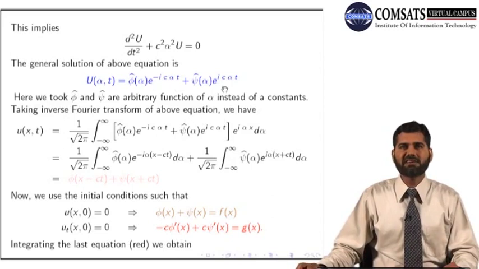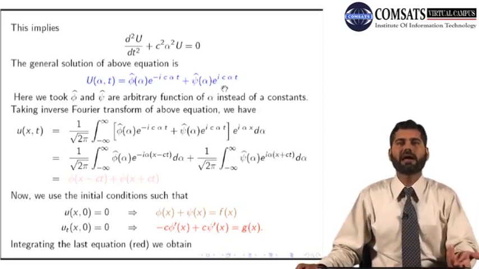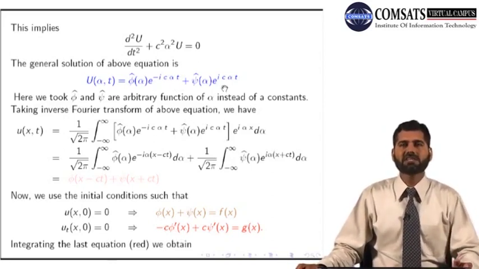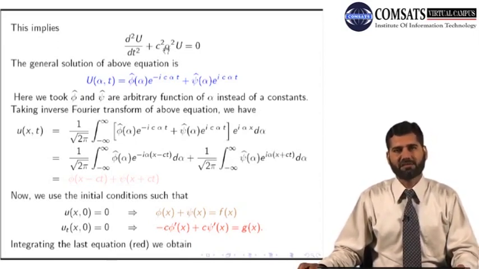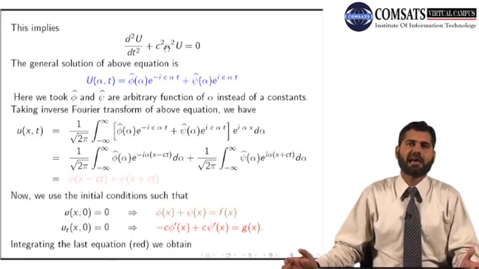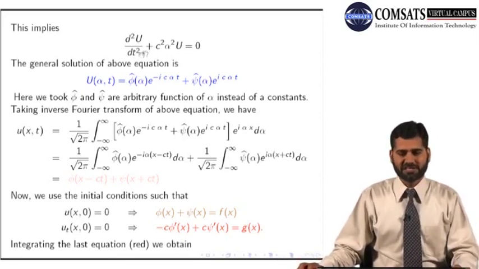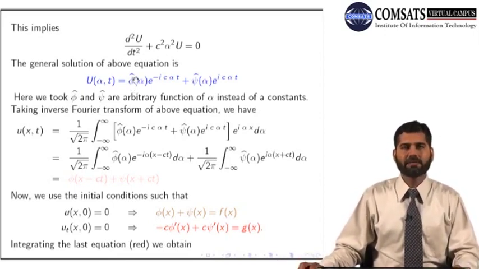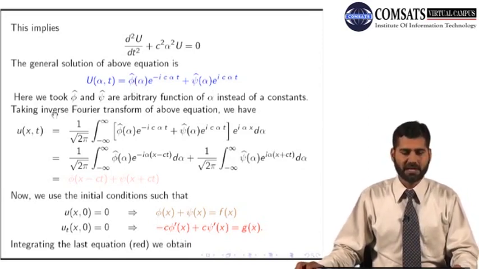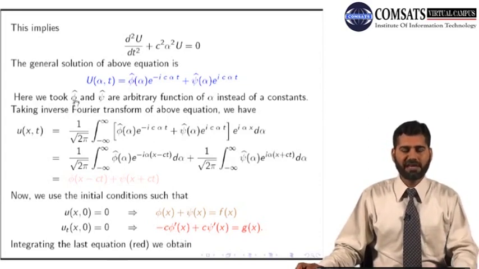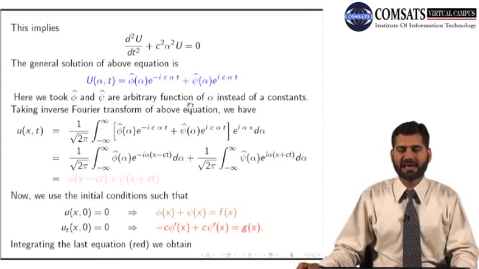Now the constants c1 and c2 will generally depend on alpha. They will not be just constants, because you see the roots have this parameter alpha, so your constants can have the parameter alpha as well. So in general I can write phi hat alpha and c hat alpha. Here phi hat and c hat are arbitrary functions of alpha instead of constants.